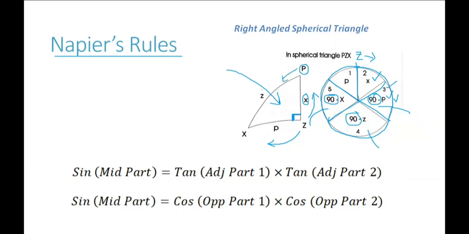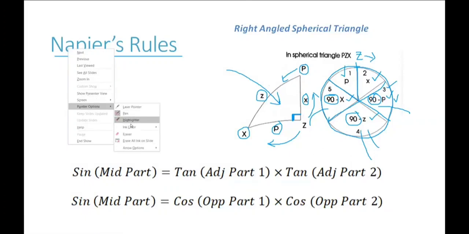Going further, the next part of the triangle which comes in is small z or side z. So in part number 4, it is 90 minus small z. And the next part is capital X or angle X. So in number 5, it is 90 minus capital X. And the next part is side P. So we have side P here. And once the triangle is completed, all parts of the circular diagram are also filled up. So this is how we fill up the parts.